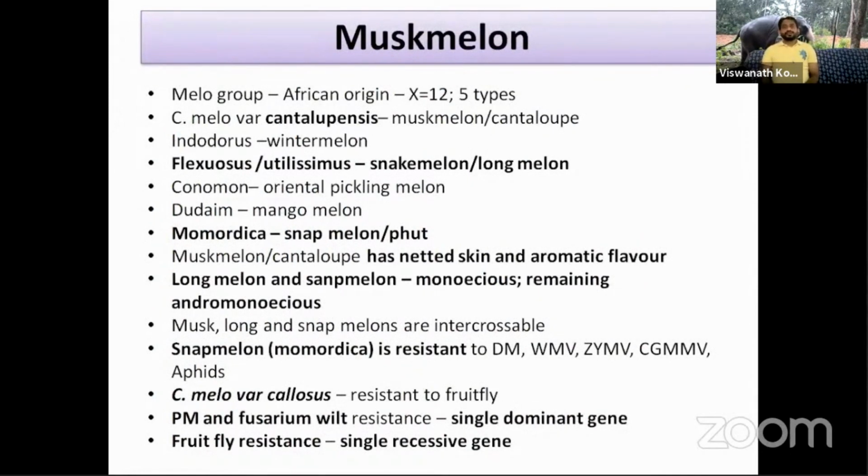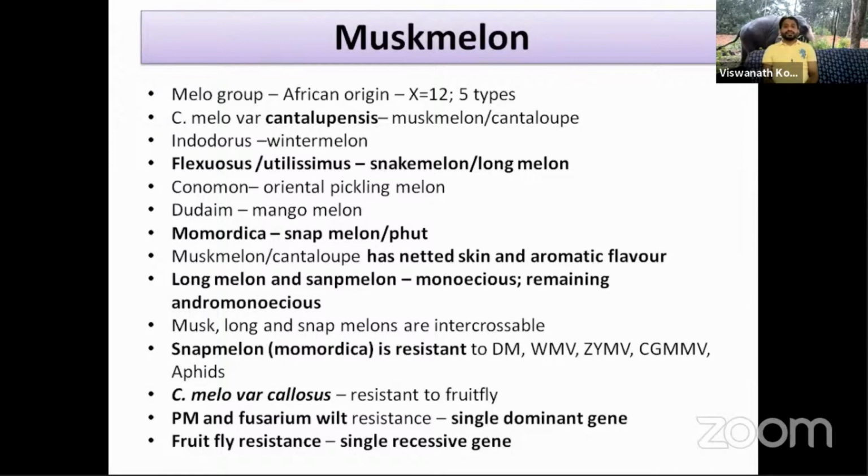Now muskmelon: the genus Cucumis has two types. Melotypes belong to melons, and the other type belongs to cucumber. The Melo group also originated in Africa. Cucumis melo variety cantalupensis is called the common muskmelon or cantaloupe, whereas variety inodorus is known as winter melon, and variety flexuosus or utilissimus is known as snake melon or long melon.